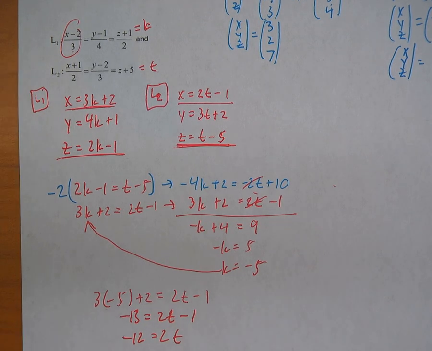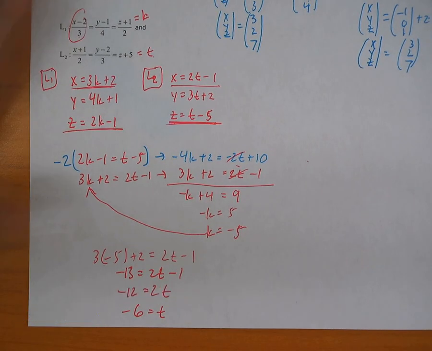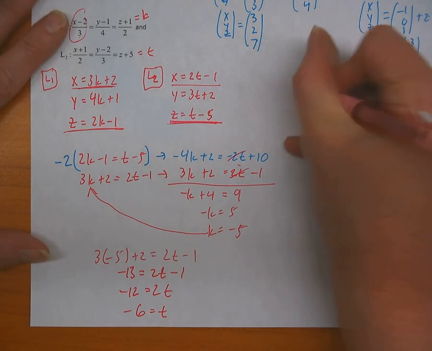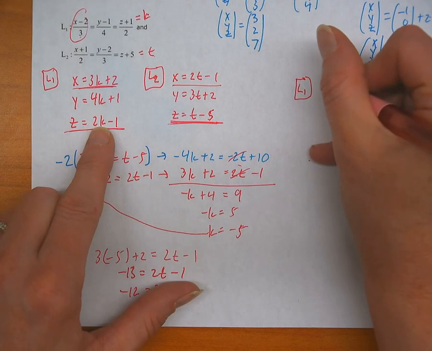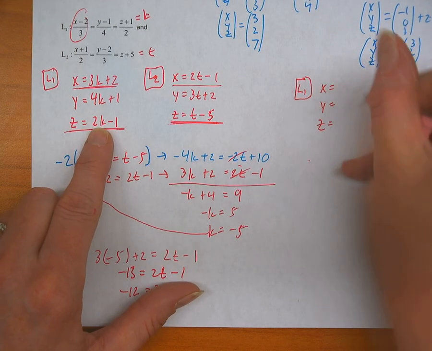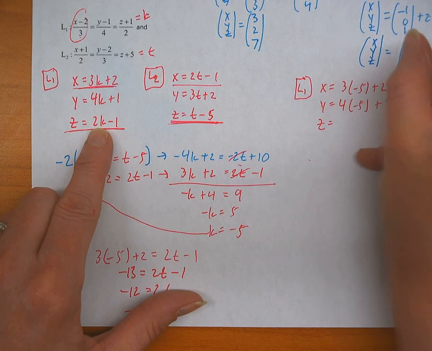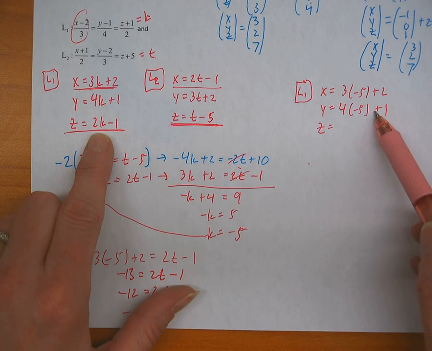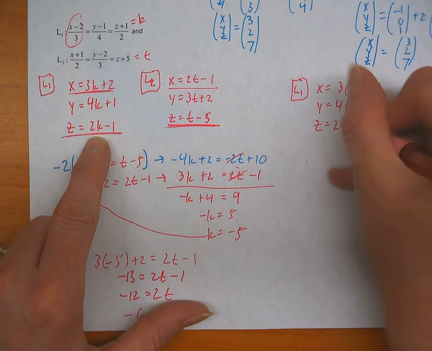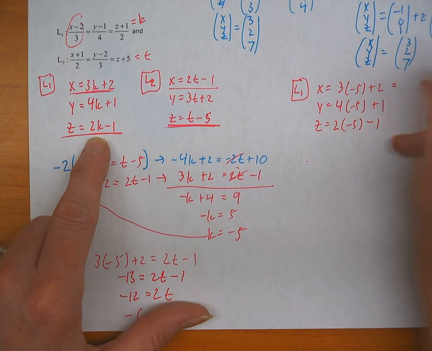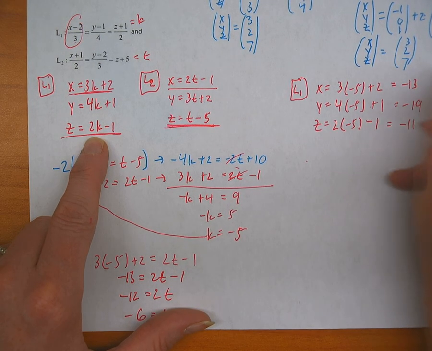Okay, so now that I have my parameter values of K equals negative 5 and T equals negative 6, I will plug those both in and see what point I get for each line. So for line 1, I'm going to get 3 times negative 5 plus 2, 4 times negative 5 plus 1. So this time I just wrote it in parametric form instead of vector form. Either way, you'll get the same answer. And then 2 times negative 5 minus 1. So I get negative 13, negative 19, and negative 11.